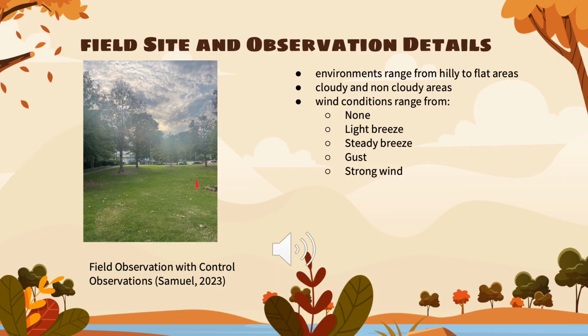In order to get the most information about the field sites, we collected details like the environment ranging from hilly to flat areas, if they had cloudy or non-cloudy areas, and if the wind conditions specifically ranged from no breeze, light breeze, steady breeze, gust, and strong wind. The photo on the left is an example of the field observation with controls, like no cats or dogs nearby.